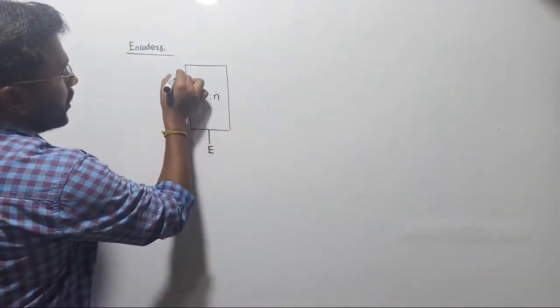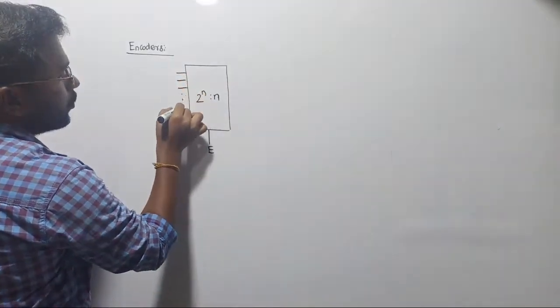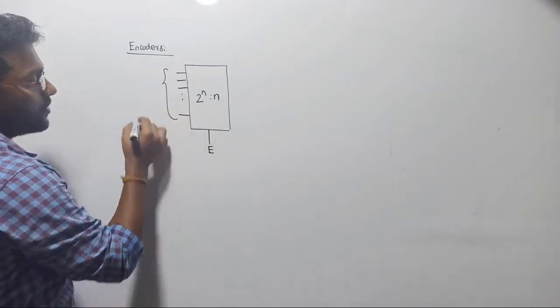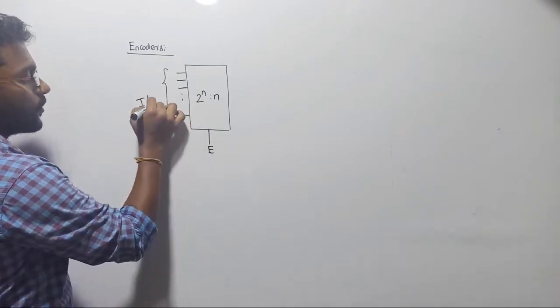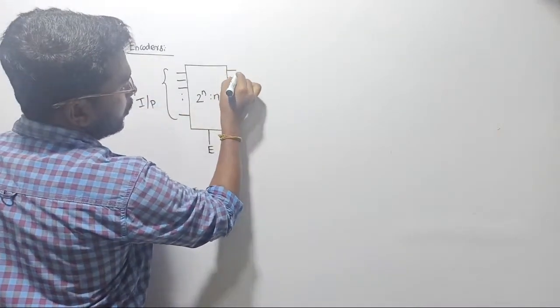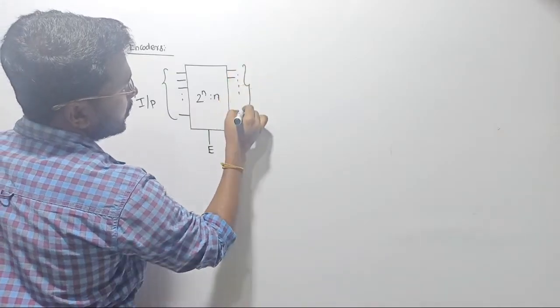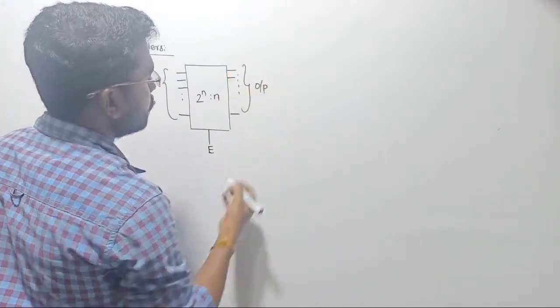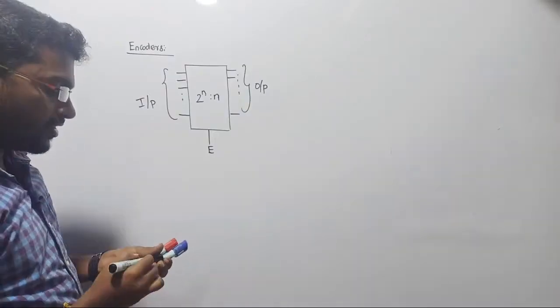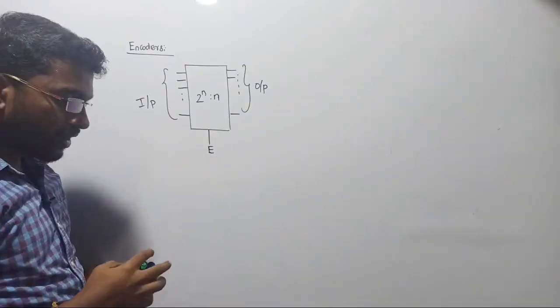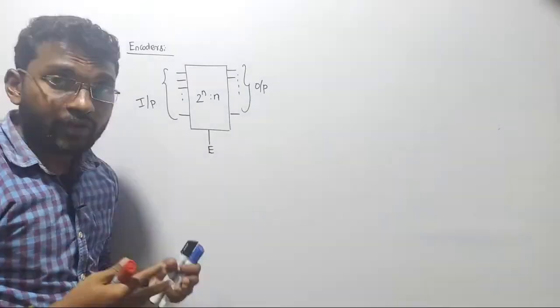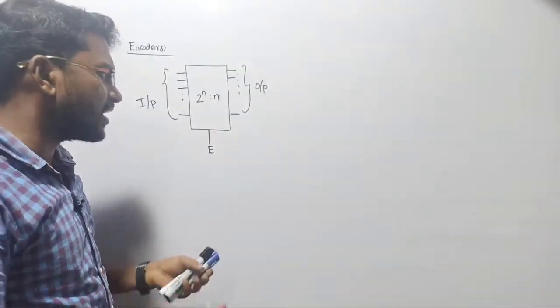So let's start our journey. From the input line, we are going to consider 2 power n combinations. This is going to be our input. And whereas in the output line we are going to consider only n combinations, and this is going to be our output, right? Let us see what happens now. So this is our encoder. In this encoder circuit, what we have to do is implement the circuit, right?